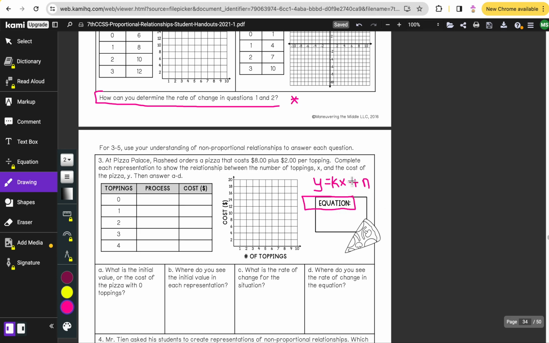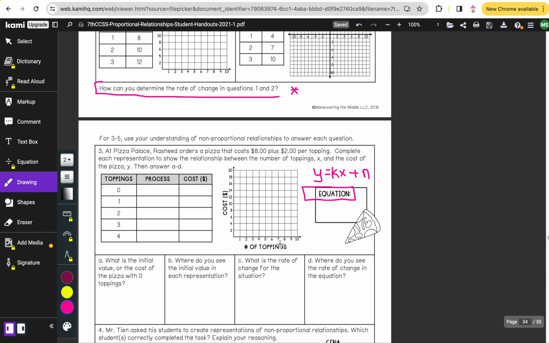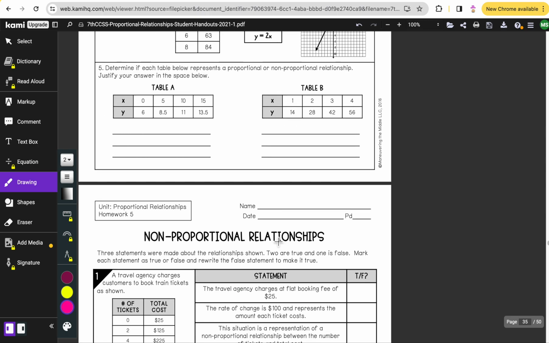So see what you can do with regards to the equations for some of these. We are finishing up this packet over today and tomorrow, and I'll put more directions in Google Classroom about that.